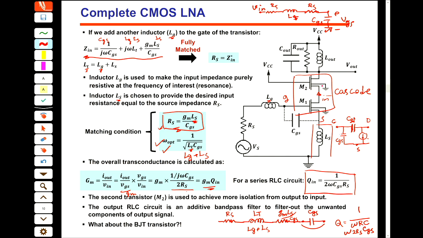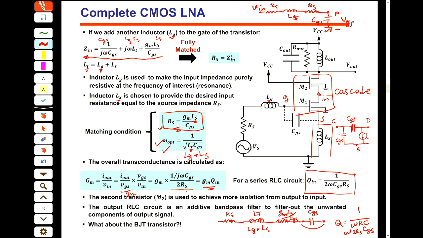It's working in saturation. It's a switch. You just connect it to the VCC. It's always on. Any current going here, the same is going there. The gain is 1, so it does not have any effect on the gain, but it gives you isolation. So the S21 does not change, but the S12 is decreasing.